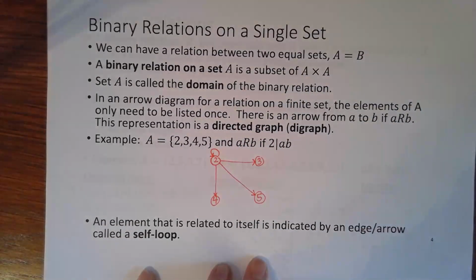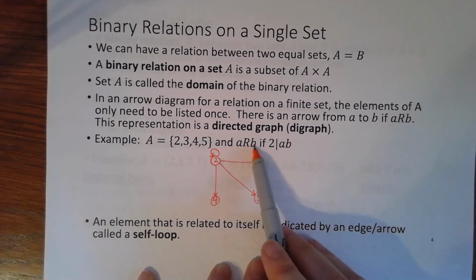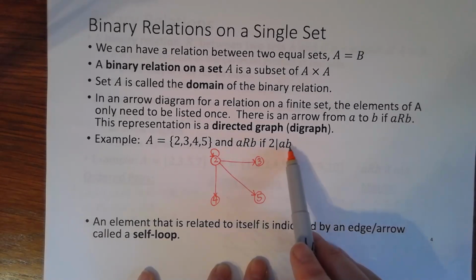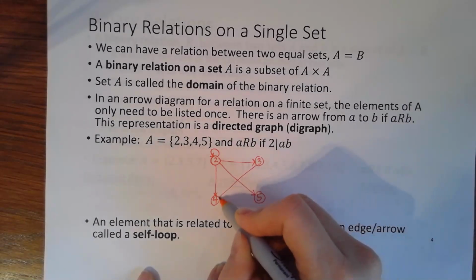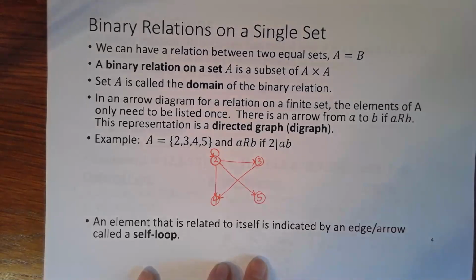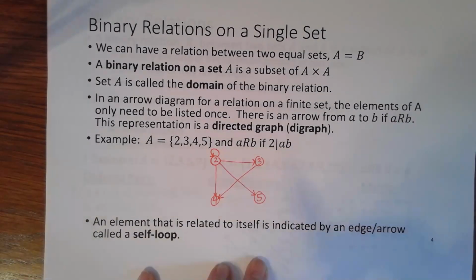And we go on to 3. Is 3 related to itself? Well, 3 would only be related to 3 if 2 divides 9. 2 doesn't divide 9, so 3 is not related to itself. Is 3 related to 4? Well, only if 2 divides the product of 3 and 4. Certainly 2 divides 12, so 3 is related to 4. When we multiply 3 and 5, 2 will not divide it, so 3 is not related to 5.